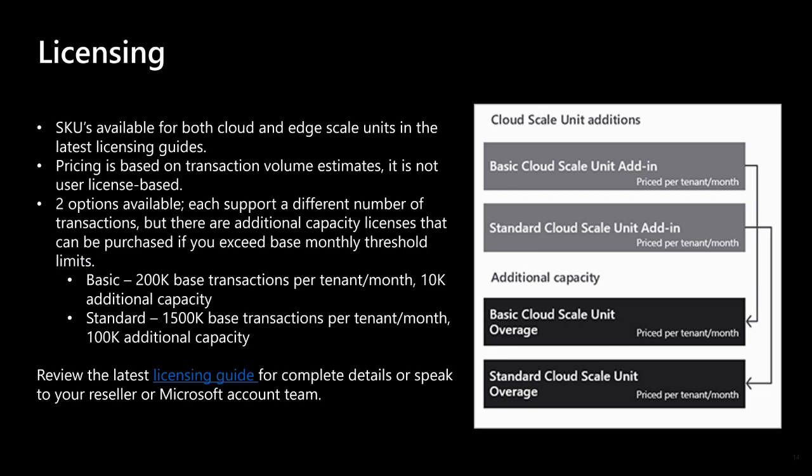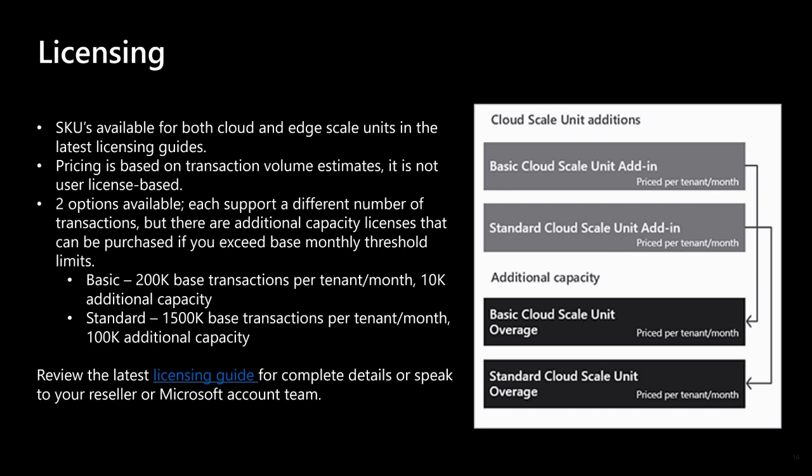So this is a per scale unit licensing model. The pricing is based on the transaction volume estimates. It is not user license based like traditional supply chain management. And then there are two options available. Each supports a different number of transactions, but you can add additional capacity depending on your needs. So we have a basic cloud scale unit add-on, and then we have a standard cloud scale unit add-on.